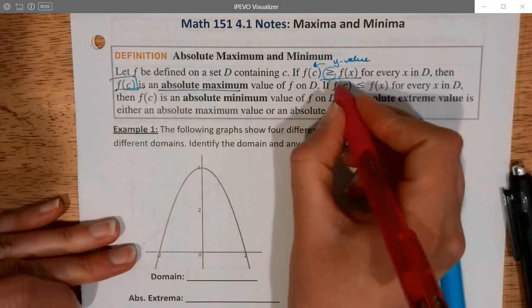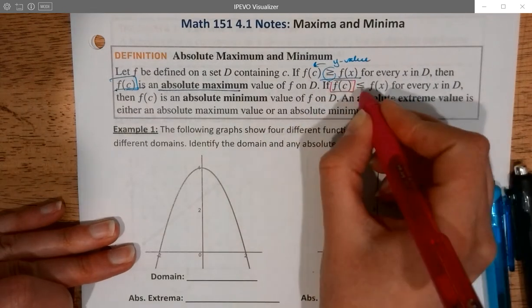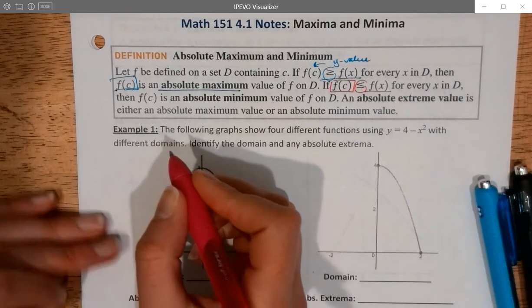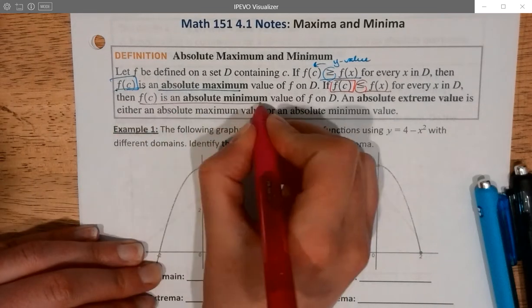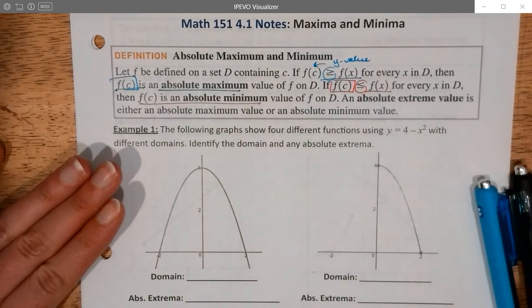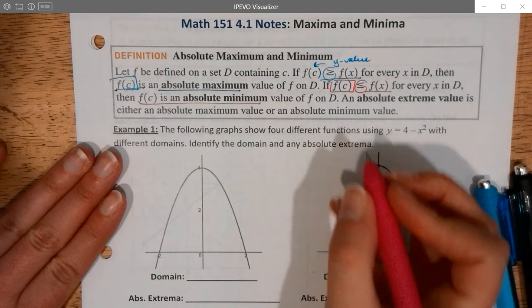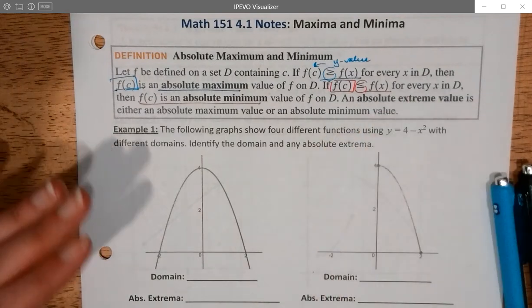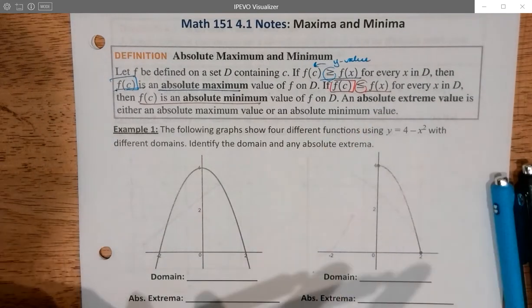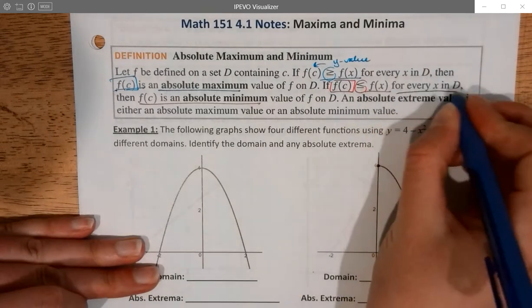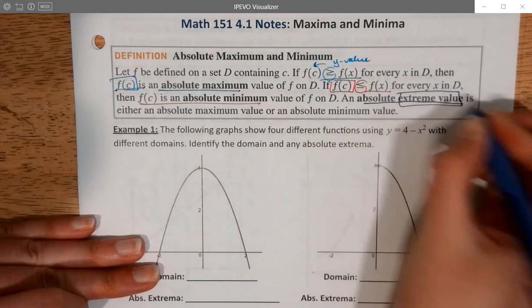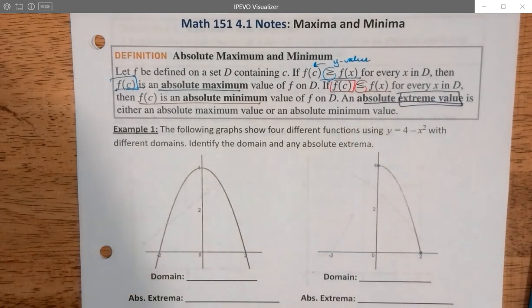So if f of c, again that's your y value, is less than or equal to every other y value in an interval, then it is an absolute minimum. We use the phrase absolute extremum if we are talking about, in general, a maximum or a minimum. So we use the extreme to classify both of them. So an absolute extreme is either an absolute max or an absolute min.